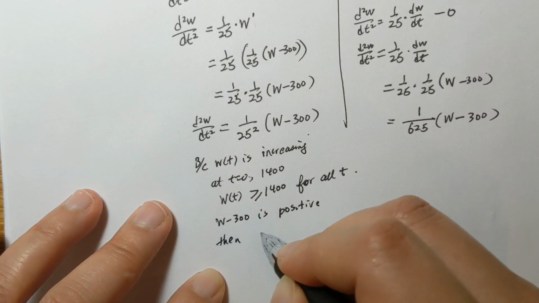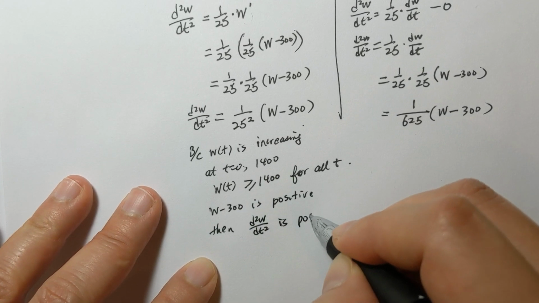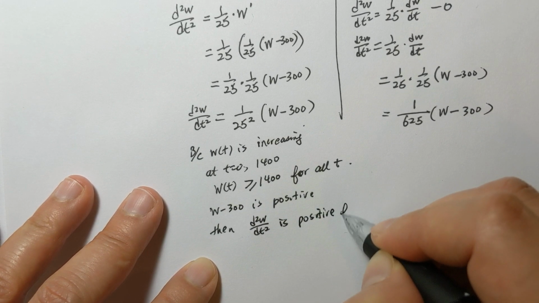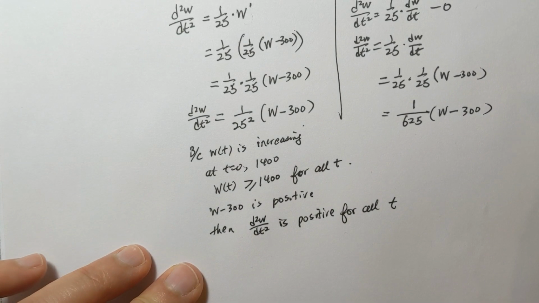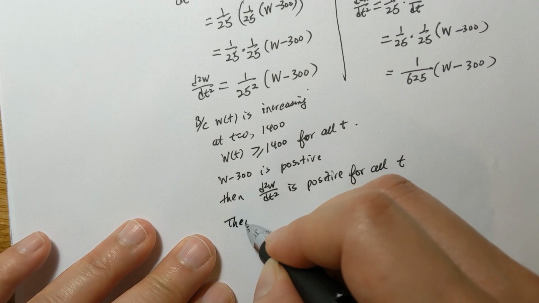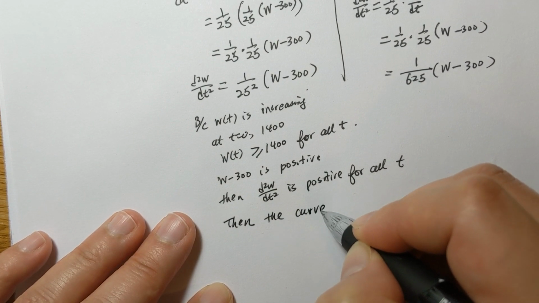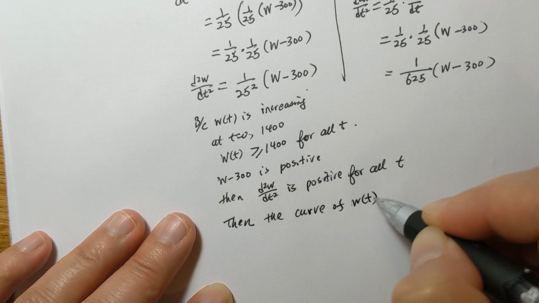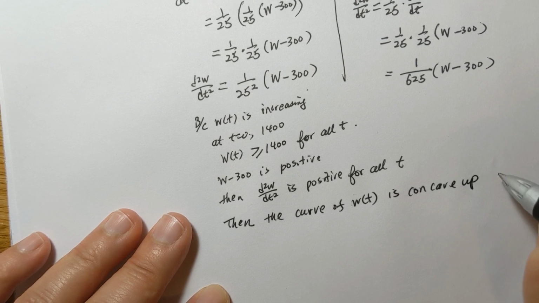And then the second derivative is positive for all time. Then the curve of W(t) is concave up.